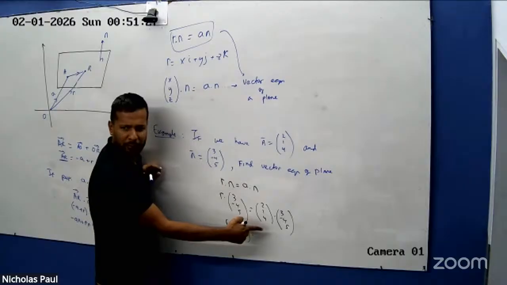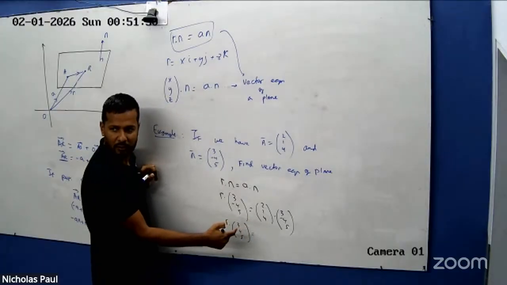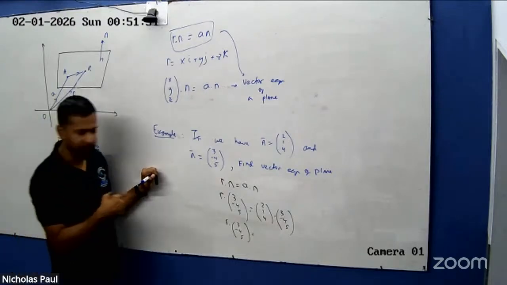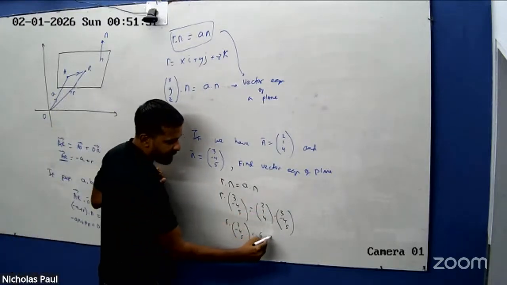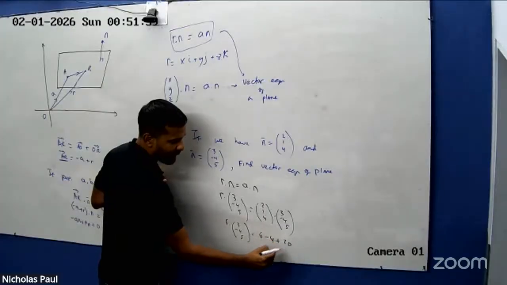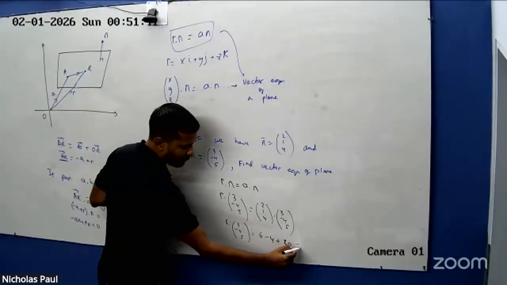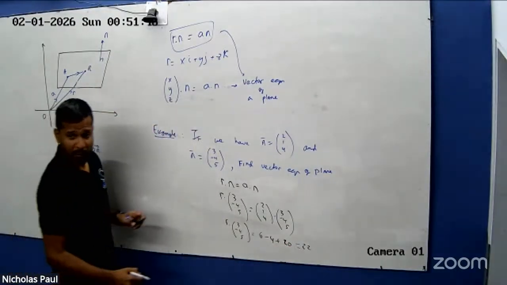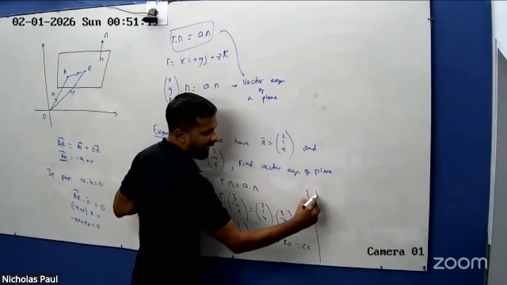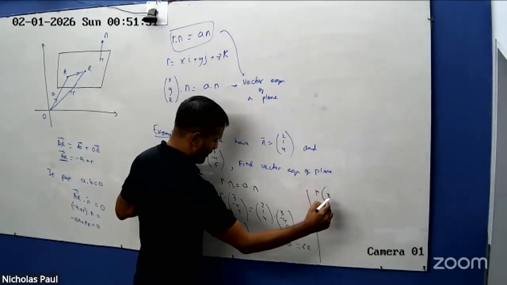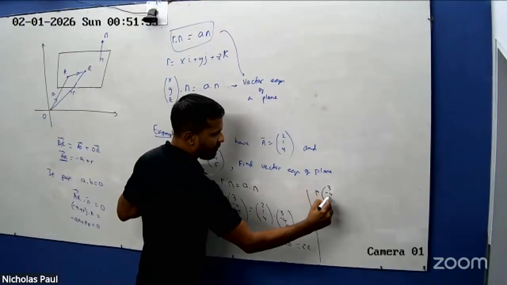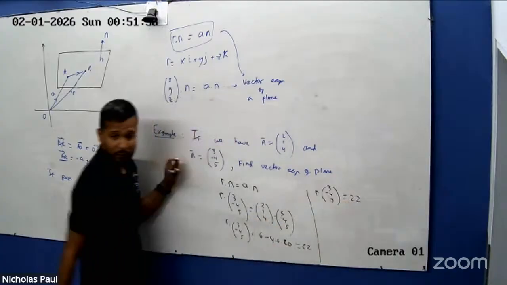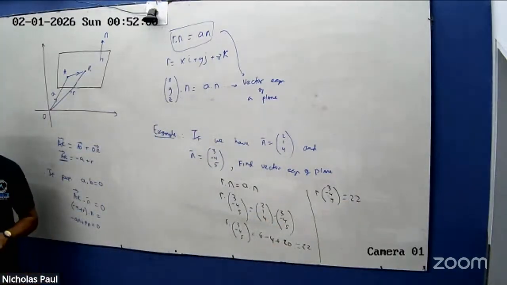How do I multiply the vectors again? Multiply the x, the y, and the z and add them up, right? 2 by 3 is 6, minus 4, plus 20. I got 22. So the vector equation of the plane is r dot (3, -4, 5) is equal to 22. That's the vector equation.